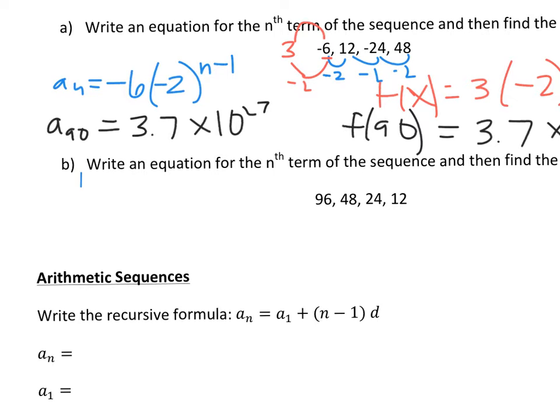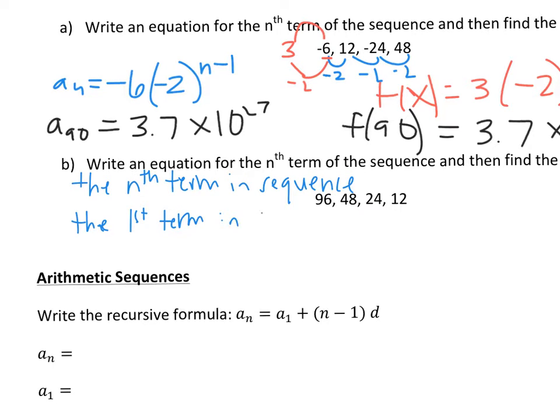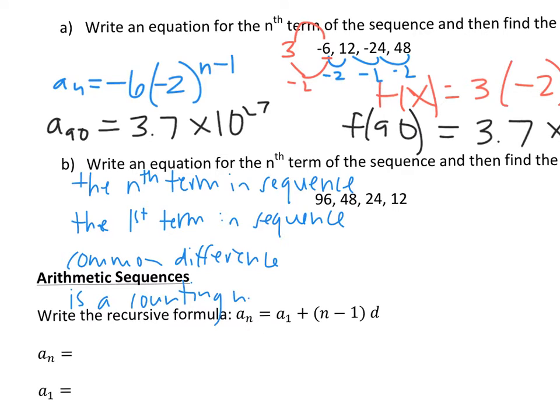So nth term in the sequence. A sub 1 is the first term in the sequence. D is the common difference, so what it's going up by or what it's going down by. And n is a counting number. So again, I'll ask you to find the 100th term, 1000th term, but never the negative 100th or negative 1000th term.